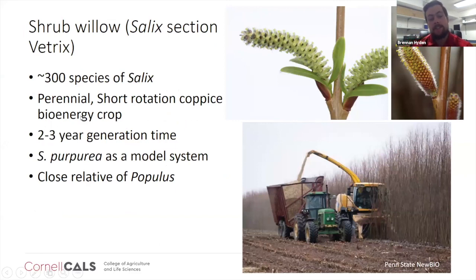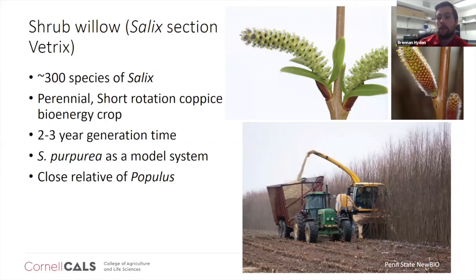Salix, the genus Salix contains over 300 species. Almost all of these are dioecious. And shrub willow belongs to the section Vitrix. And these are short rotation coppice bioenergy crops. So they're grown in high density plantings such as this. And they can be coppiced every 2 to 4 years. And then the chips are burned to generate heat, which can also be used to produce electricity.